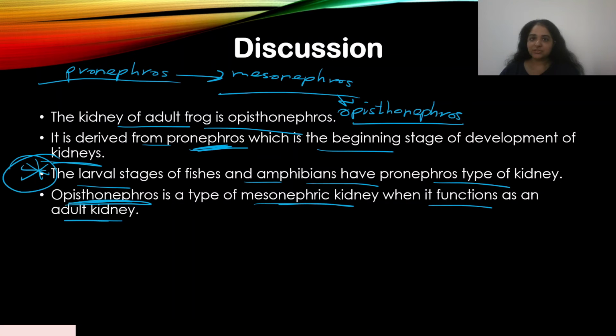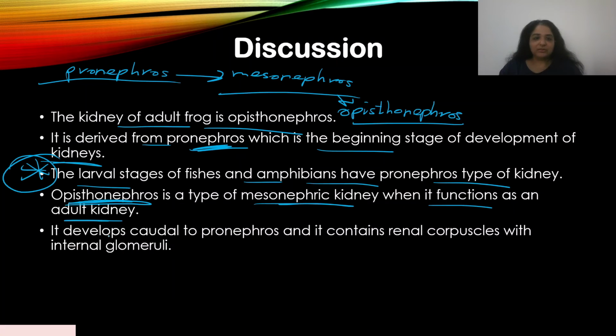There are some structural differences in opisthonephros and mesonephros, and opisthonephros then finally forms a part of the adult form of that animal. Like in the case of frogs, in an adult frog it will be called opisthonephros and not mesonephros. The larval stage is called pronephros. Mesonephros develops caudal to pronephros, that means the bottom structure, and it contains renal corpuscles with internal glomeruli. Now if mesonephros has to develop further, like in humans, it becomes metanephros.